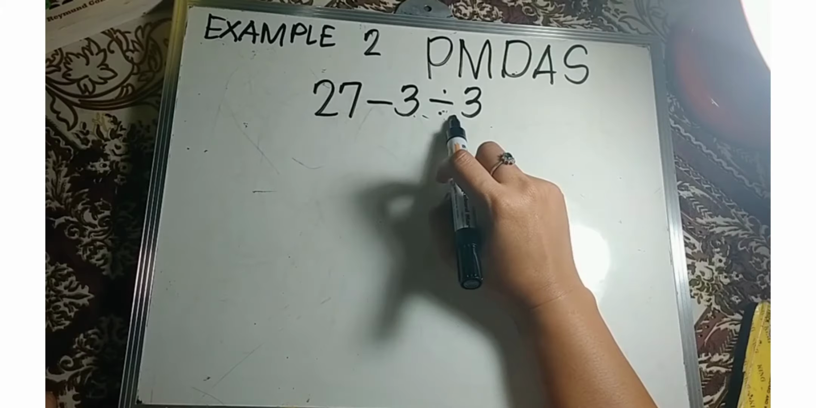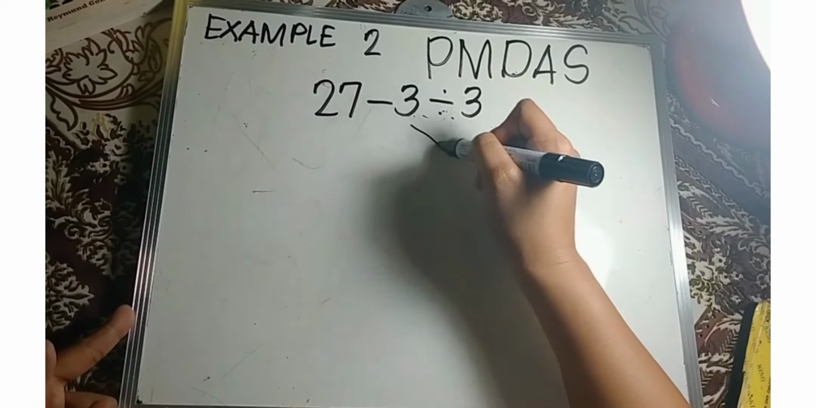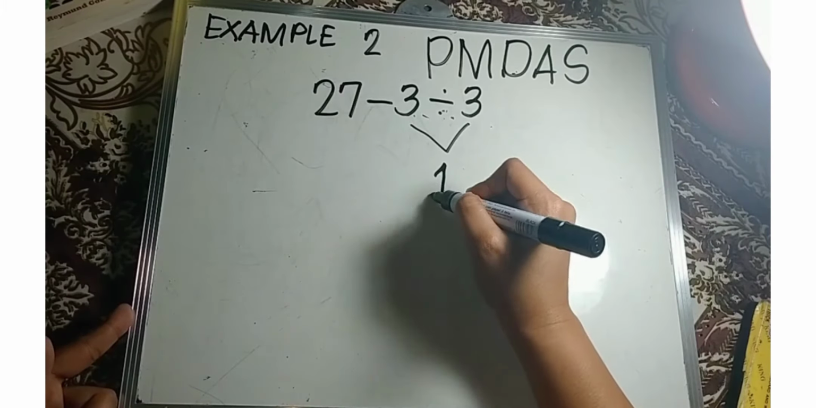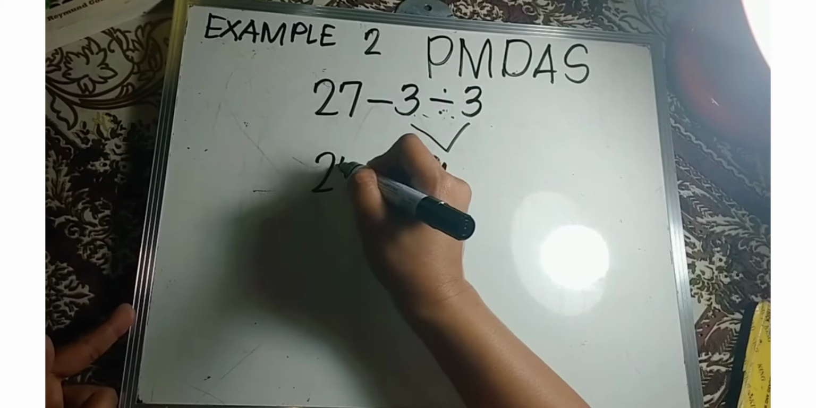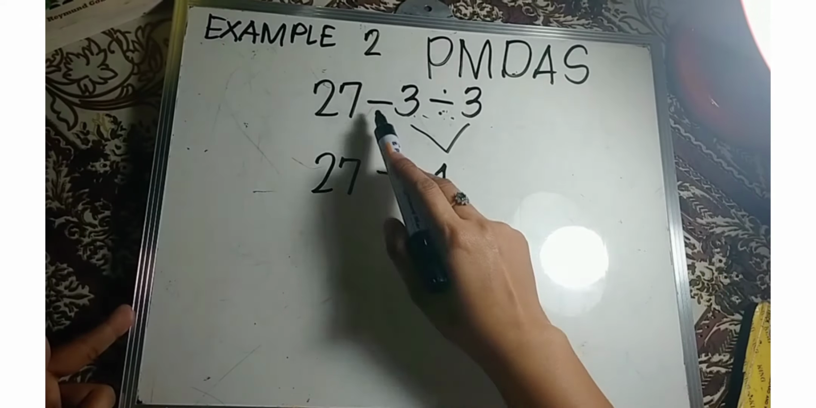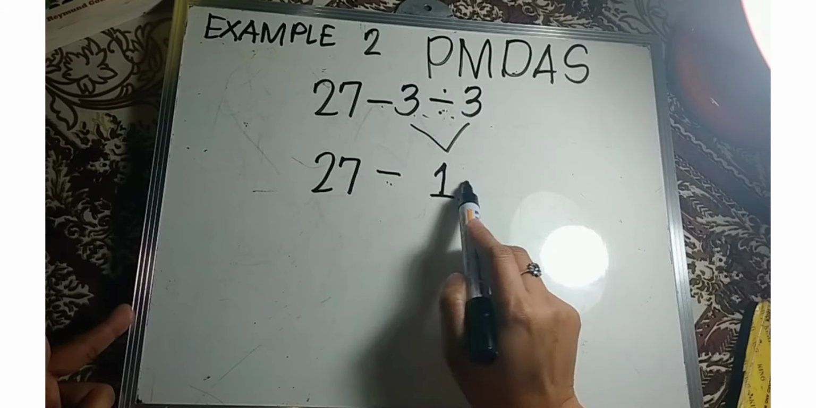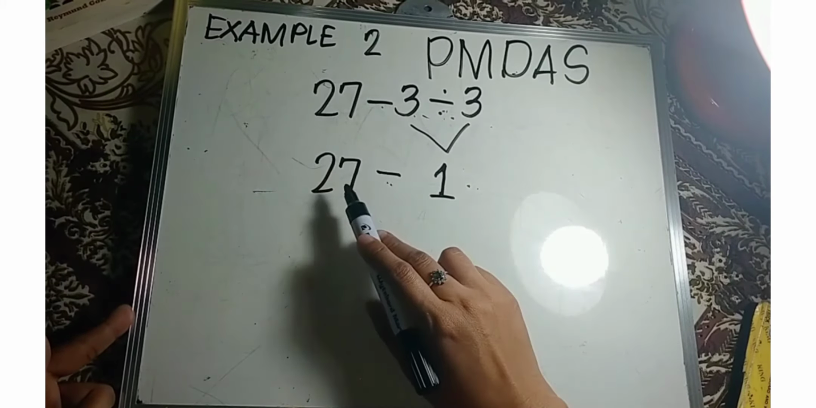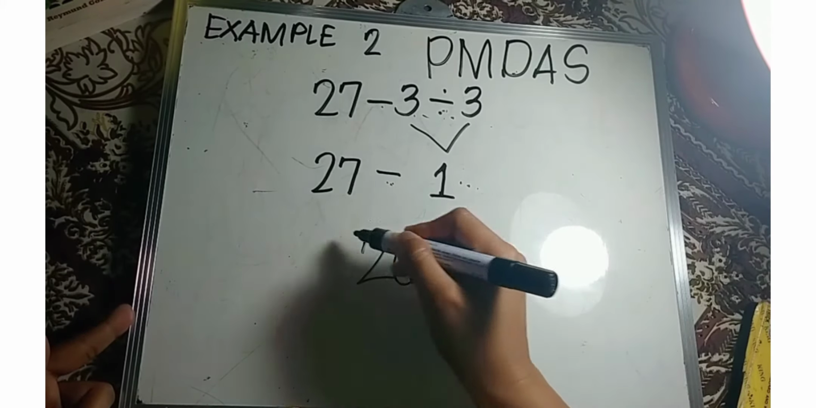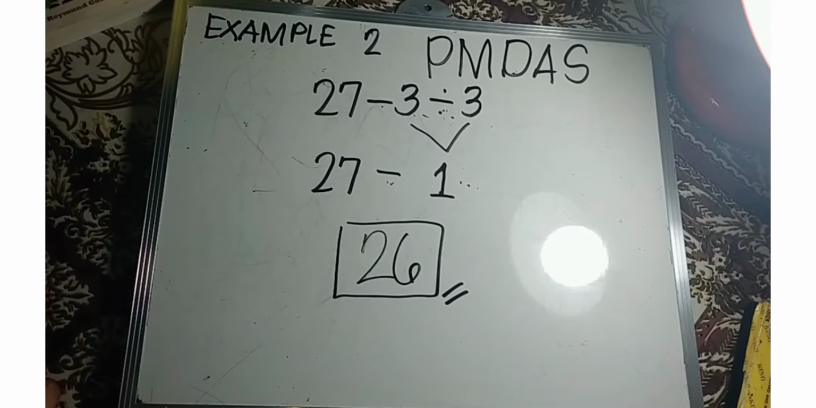So, divide po muna, followed by subtraction. Okay, let us divide. 3 divided by 3, the answer is 1. Let us simply copy 27 since hindi pa natin siya na-perform. 27, ito po yung subtraction natin. 27 minus 1. Again, 27 minus 1, the answer is 26. So, that is now our final answer.